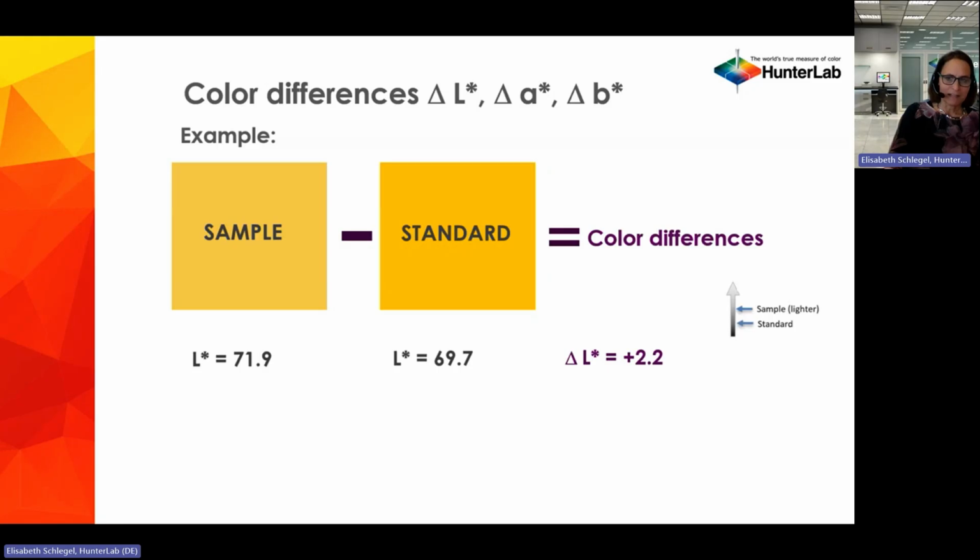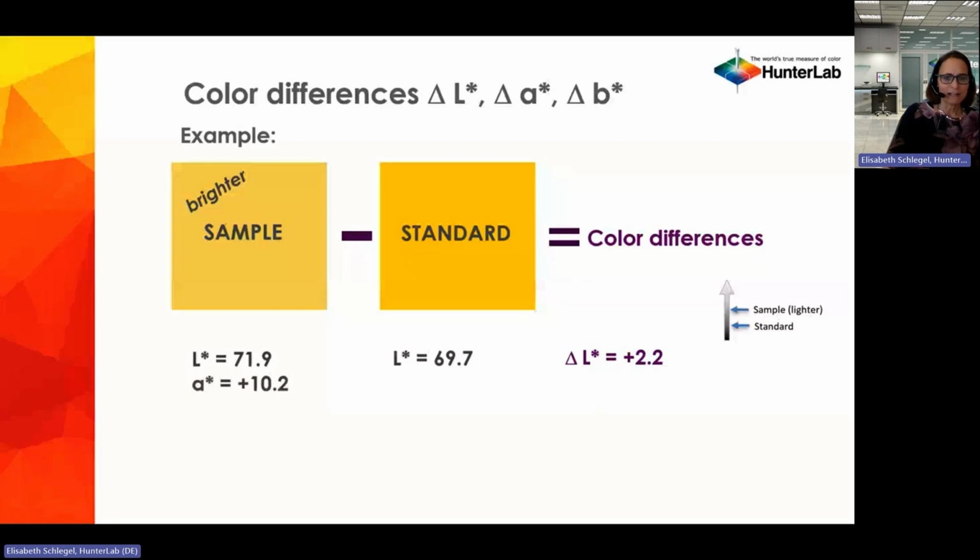So I have an L value. The sample is a little bit lighter than the standard. So I'm calculating 71 minus 69, and I'm getting 2.2 here, a positive value. So the sample is lighter than the standard because the number is bigger. So I can say it's brighter or lighter.